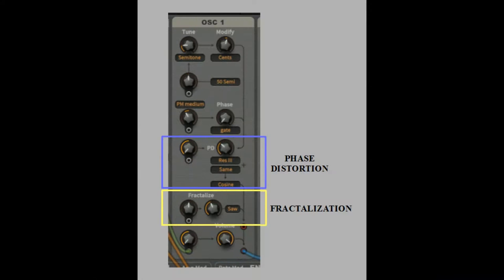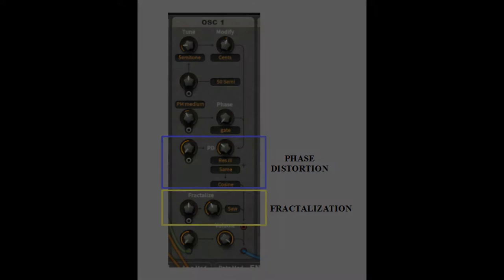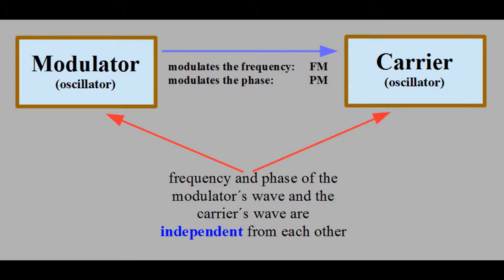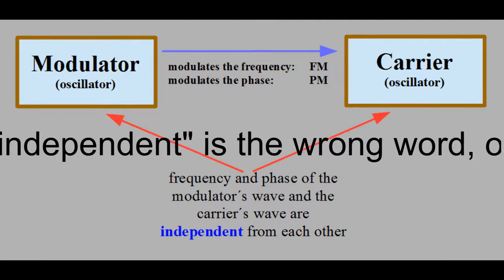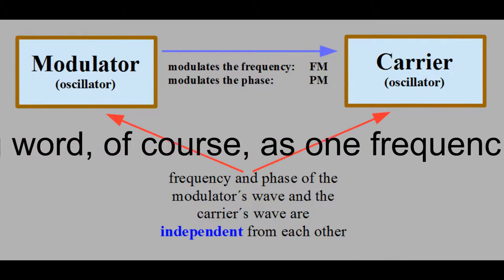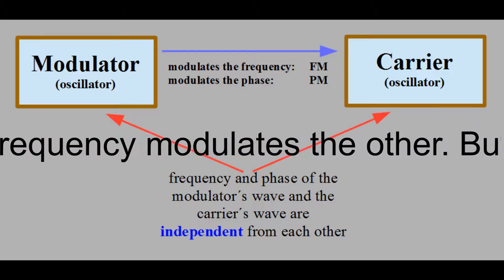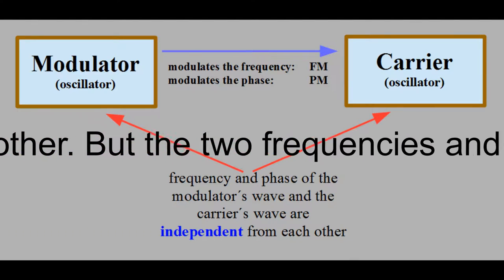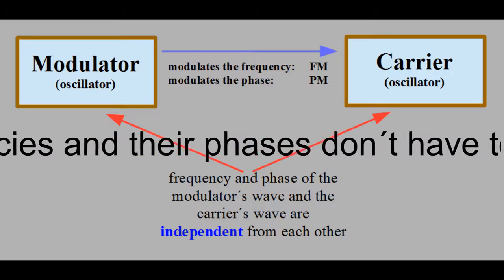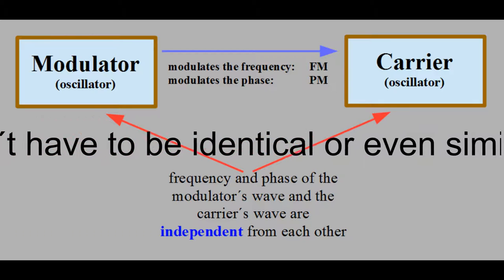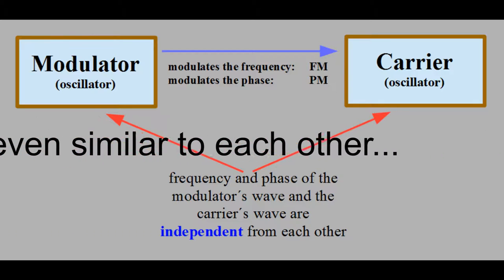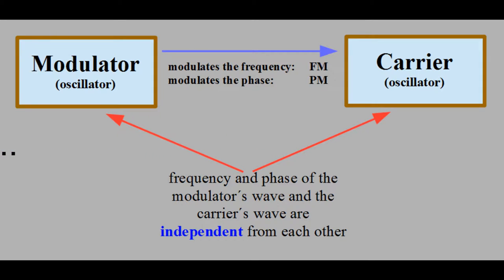So, phase distortion, PD, first. Before I talk about Bazille's functionality concerning PD, I'd like to spend some sentences on phase distortion in general. Frequency modulation and phase modulation means one oscillator, called a modulator, modulates the frequency or the phase of another oscillator, called the carrier. The frequency and the phase of the two waves are independent from each other.